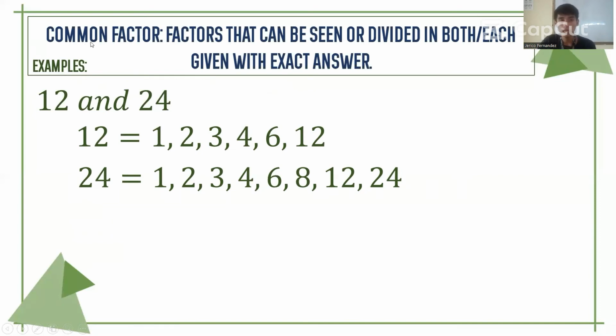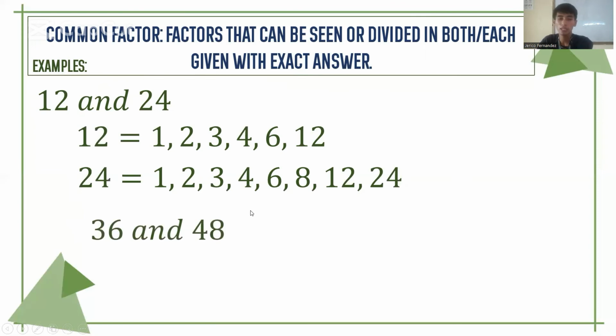Now, tingnan natin, ano yung common factors or common factor? We have 1, 2, 3, 4, 6, and 12. So, ayun yung mga common factors nila. Yung factors na makikita mo sa pareho or sa lahat ng given.